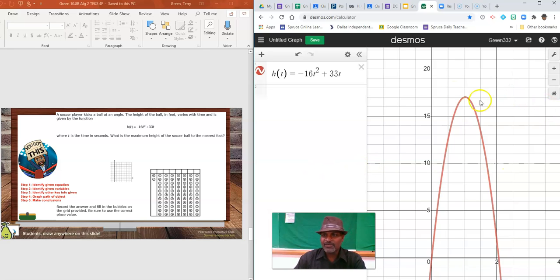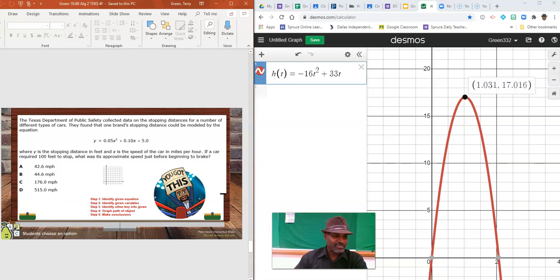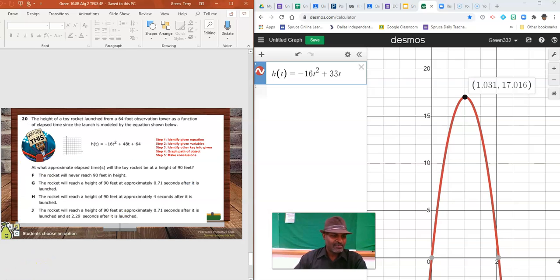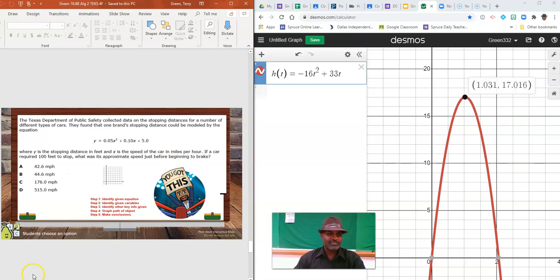All we're interested in is the maximum. So there's the maximum right there. We see the maximum height of the soccer ball to the nearest foot is just 17. So that's what you should put as the answer here, 17. All right, so the answer there is 17, and let's go on to the next problem. We're just knocking them out. I only got 2 more.